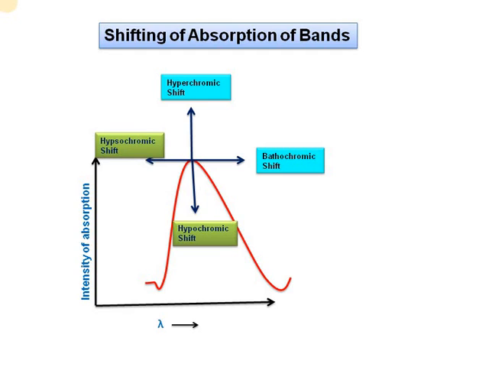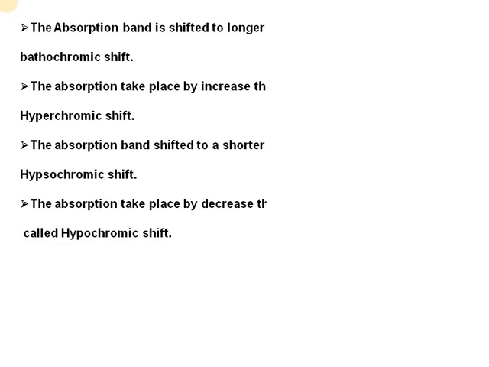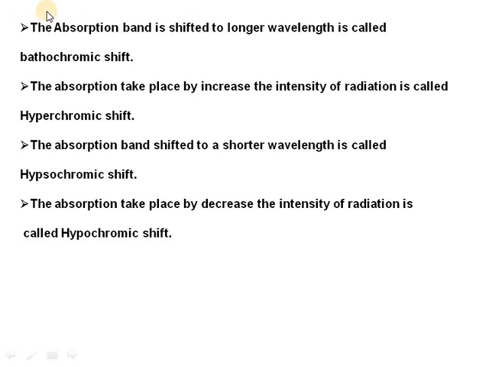Now we have seen the definitions. Firstly, when the absorption band shifts to a longer wavelength, it is called a bathochromic shift. When the absorption takes place with an increase in the intensity of radiation, it is called a hyperchromic shift. When the absorption band shifts to a shorter wavelength, it is called a hypsochromic shift. And when the absorption takes place with a decrease in the intensity of radiation, it is called a hypochromic shift.